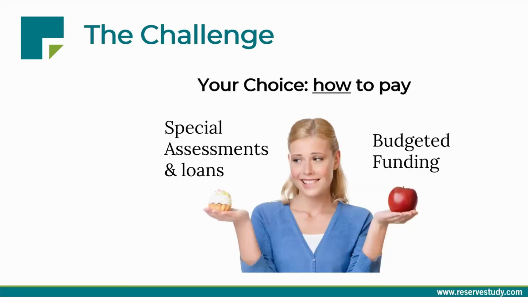Now, another key concept and part of the challenge here is your choice of how you're going to pay. Because, like I've said, deterioration is ongoing. Your choice is between special assessments and loans, catching up to those expenses, or providing the funding on an ongoing basis, budgeted set-asides at the same rate that things are deteriorating. Because the expenses are going to be there. The question is how you're going to react to them.